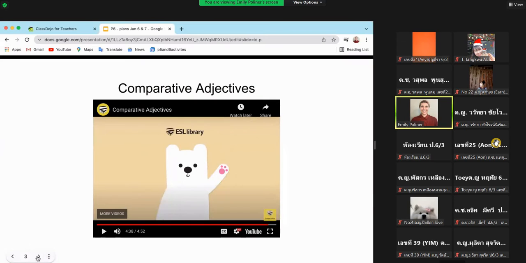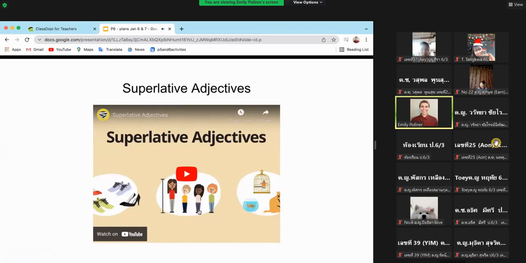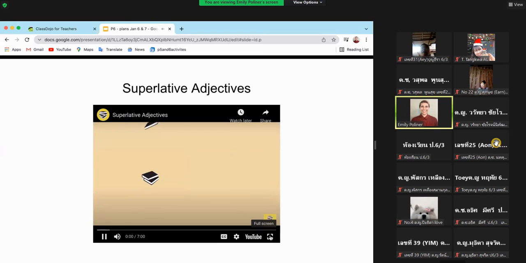Awesome. So now we can go on to our superlative adjectives. This is what we've been really practicing on.